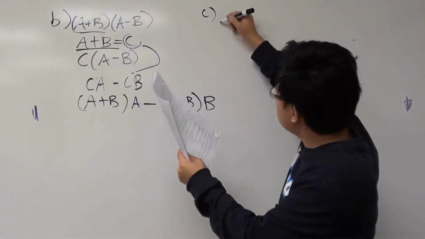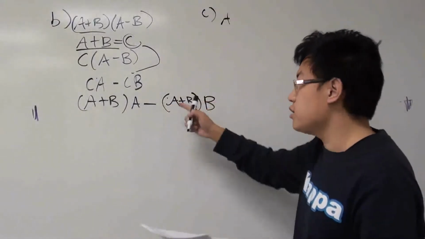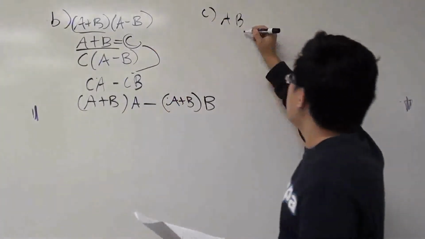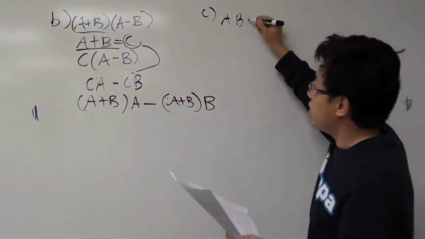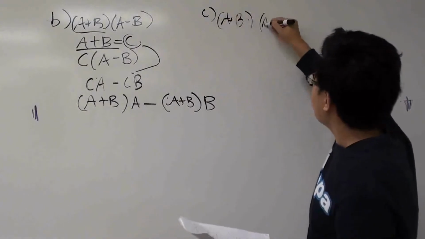So let's just expand. Just do what we did right here, right? Actually, we could do that. Anyways, (A + B)(A - B).